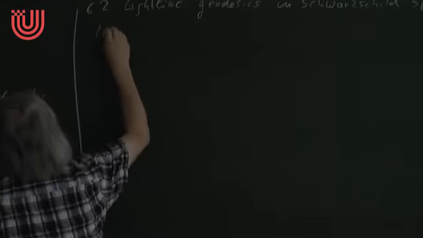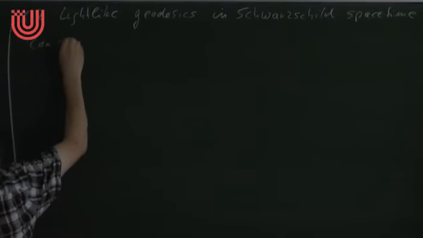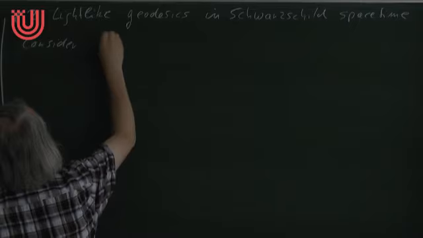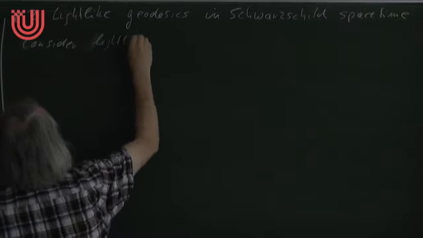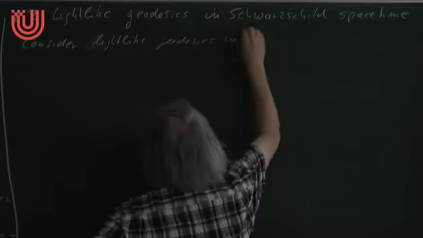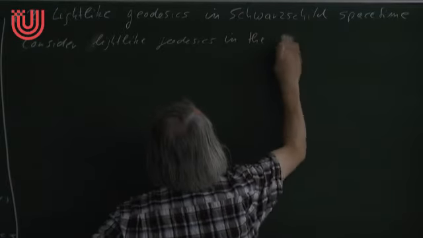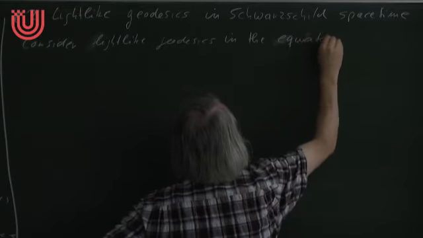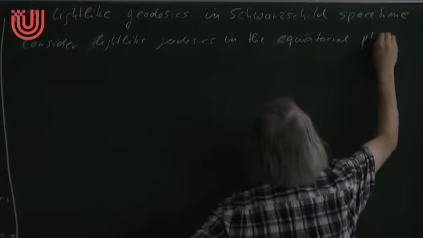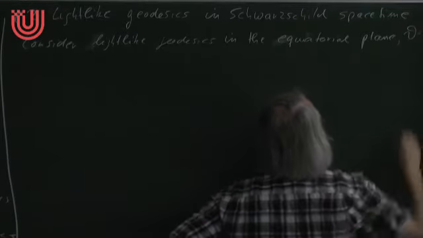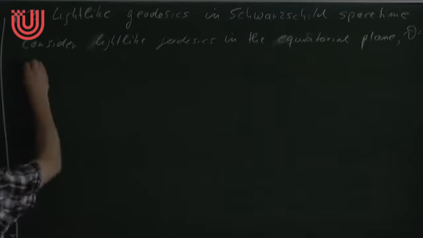So I will consider light-like geodesics in the equatorial plane. Equatorial plane means theta is pi half. And we do this in the Lagrange formalism.